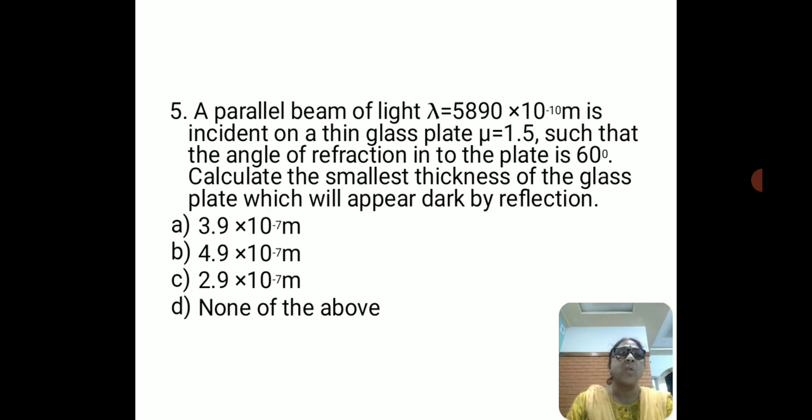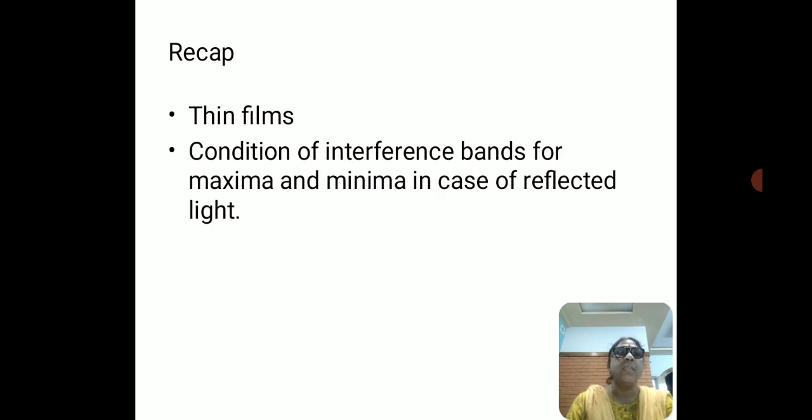And this is a problem which I have discussed earlier. A parallel beam of light of wavelength 5890 angstrom is incident on a thin glass plate of refractive index 1.5 such that the angle of refraction is 60 degrees. Calculate the smallest thickness of the glass plate which will appear dark by reflection. After calculating, we get the answer A, 3.9 into 10 to the power minus 7 meter.